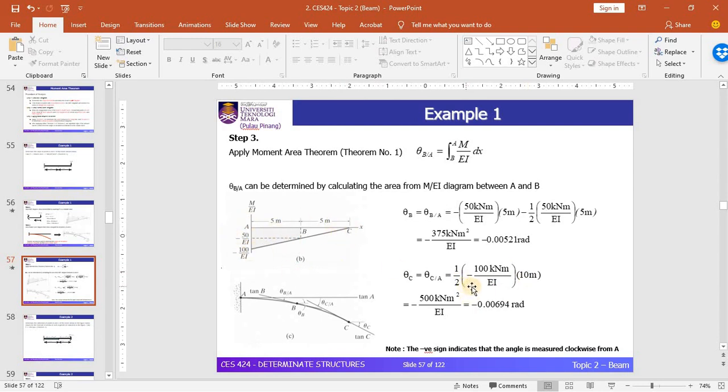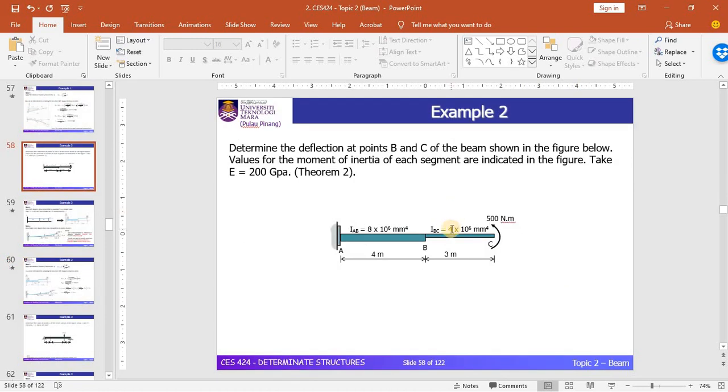By calculating this area, the equation is half multiplied by negative 100 over EI multiplied by 10 meter. The 10 meter is the base, and negative 100 over EI is the height of this triangle. Simplified, the angle at C is equal to negative 0.00694 radian. Both values are negative, which indicates that the angle is measured clockwise from point A. Let's move on to the second example.